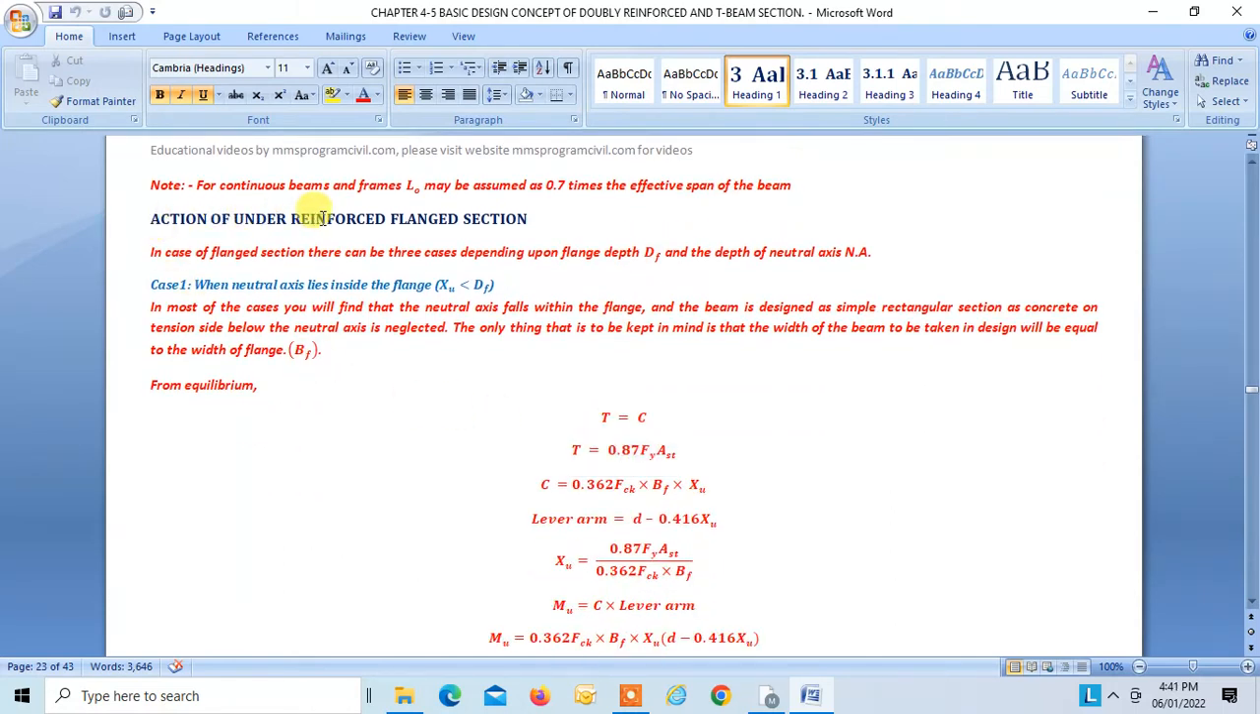Now, action of under reinforced flange section. There can be three cases, depending upon the flange depth and the depth of the neutral axis. Flange depth, that is DF, and depth of the neutral axis, that is xu. So the first case is when the neutral axis lies inside the flange, that is xu is less than DF. xu is the depth of the neutral axis and DF is the depth of the flange.